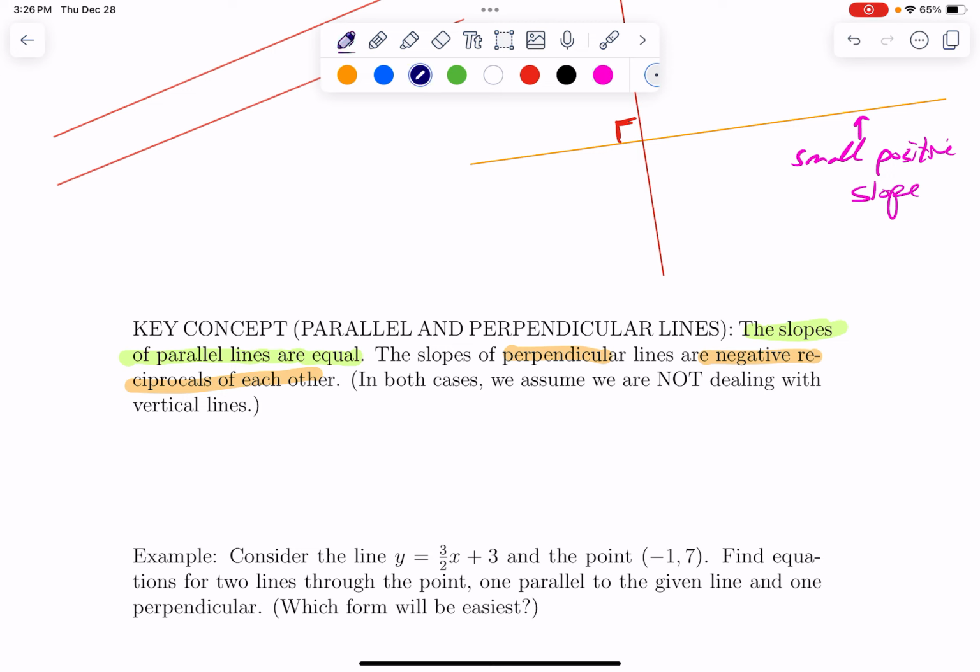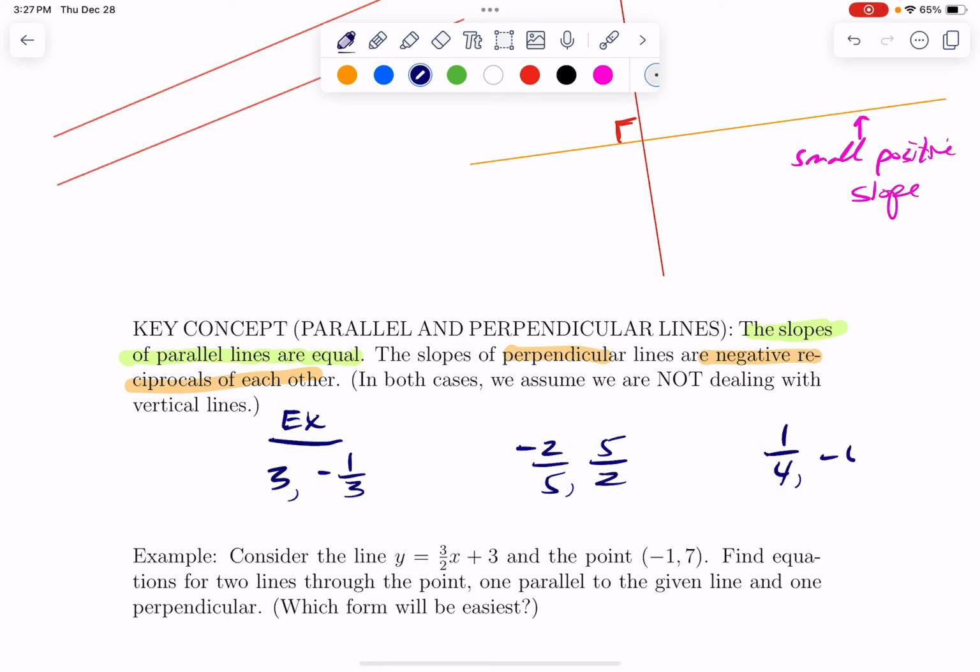So let's just look at some examples. Negative reciprocals are numbers where one is positive and one is negative, but otherwise they're reciprocals. So 3 and negative 1/3. Negative 2/5 and positive 5/2. 1/4 and negative 4. One thing that I'll just point out is if you multiply these together, you get the number -1.